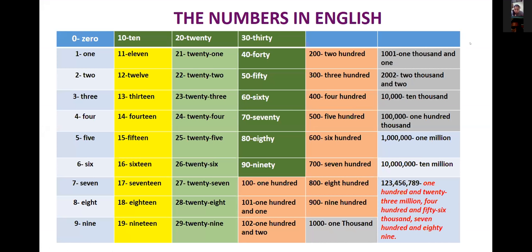So remember that from 1 to 10, it's very easy. Most of you know how to say them. Remember that 0 is like a zzz, vibrant. Then 1, 2, 3.